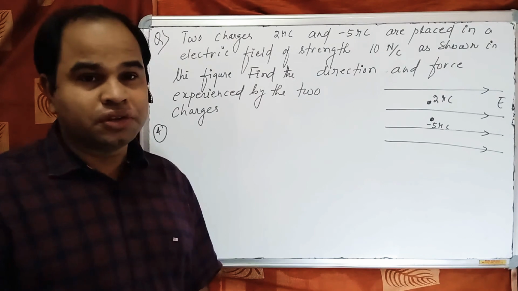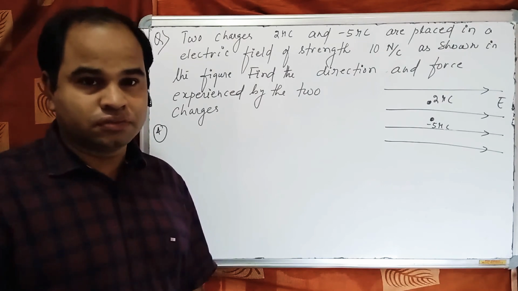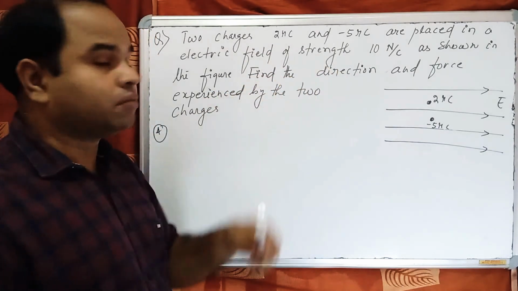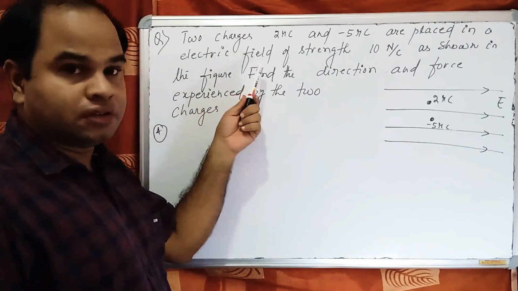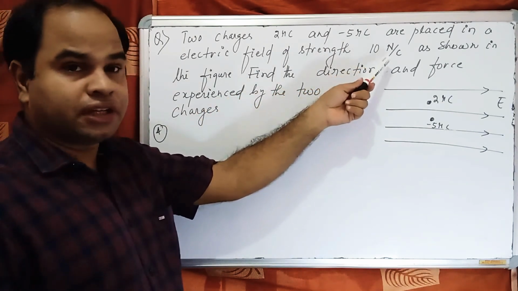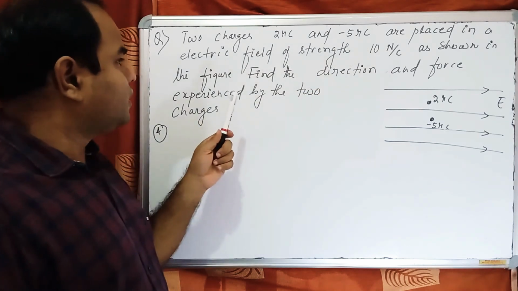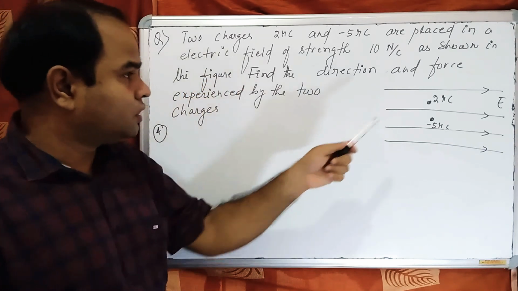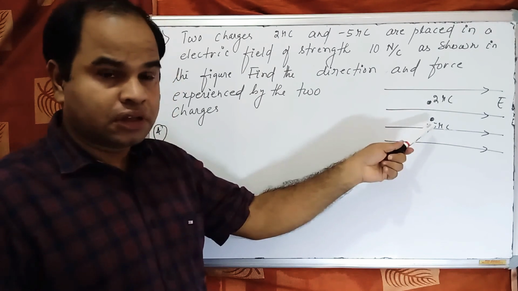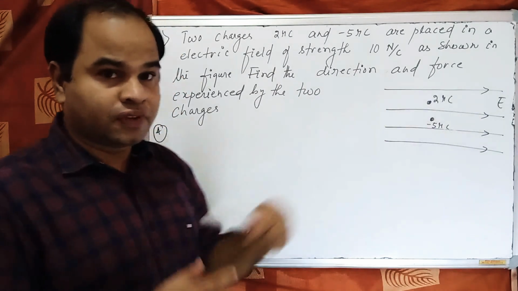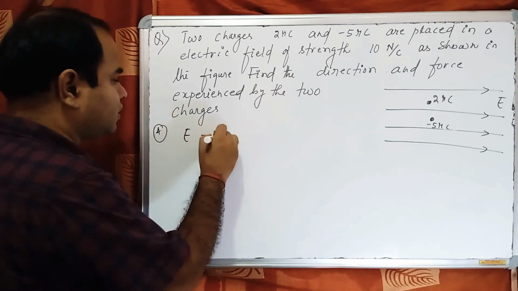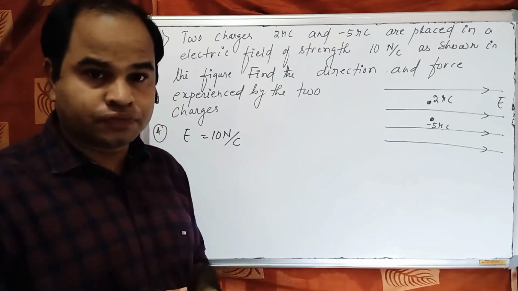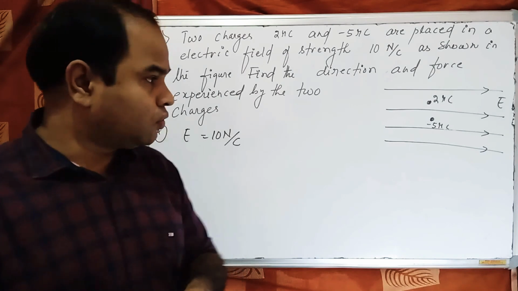Next we will do a question based on F is equal to Eq. The question is: two charges, 2 microcoulomb and minus 5 microcoulomb, are placed in an electric field of strength 10 Newton per coulomb as shown in the figure. Find the direction and force experienced by the two charges. We have to find the force on the two charges.